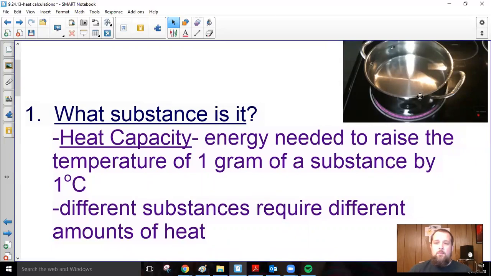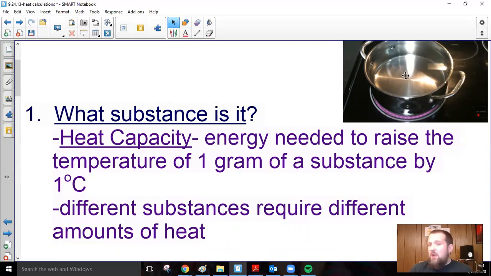Think about this pot of water sitting on the stove. You put the water in the pot, you turn on the stove, 5 minutes later, which of those are you feeling more safe to touch? The side of the pot or the top of the water?